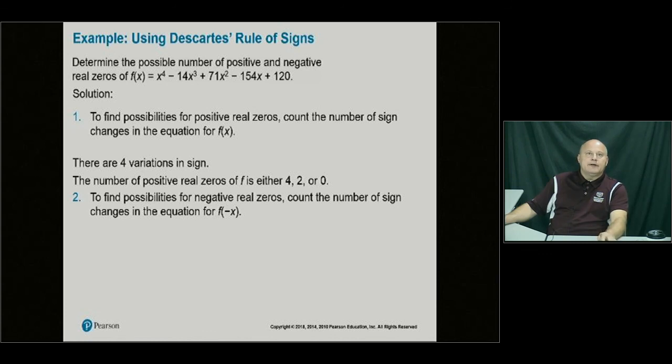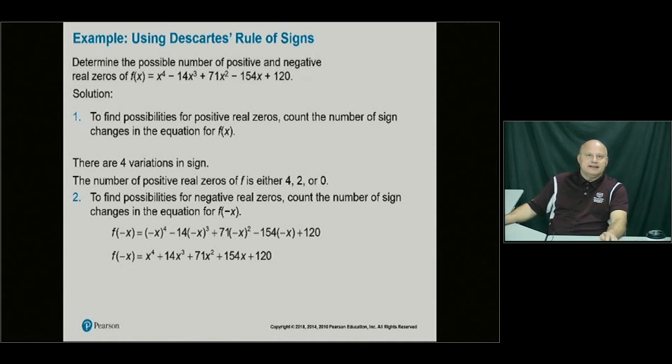Okay? Now, for number 2, find the possibilities for the negative real zeros and count the variation signs of that one. So we first have to calculate f of negative x. So a negative x to the fourth, which is x to the fourth, and then negative 14 times negative x cubed is a positive 14x cubed. And then 7 times negative x squared is a positive 71x squared. And then negative 154 times a negative x is a positive 154x. And then plus 120. Count the variations there.